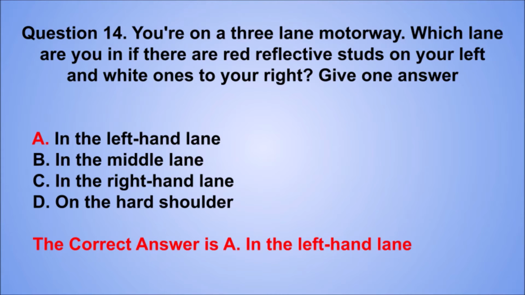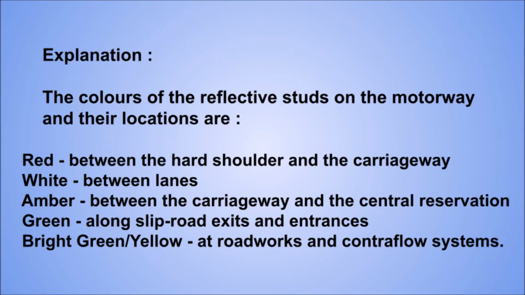In the left-hand lane. Explanation: the colors of the reflective studs on the motorway and their locations are: red, between the hard shoulder and the carriageway; white, between lanes; amber, between the carriageway and the central reservation; green, along slip road exits and entrances; bright green-yellow, at roadworks and contraflow systems.